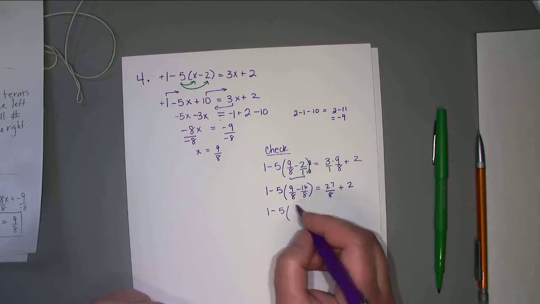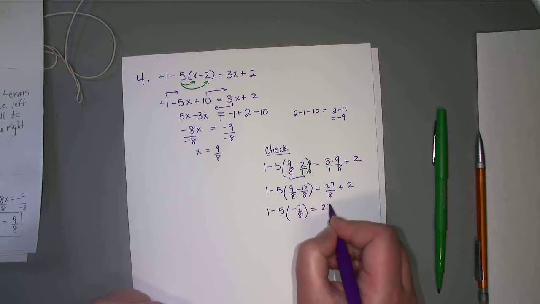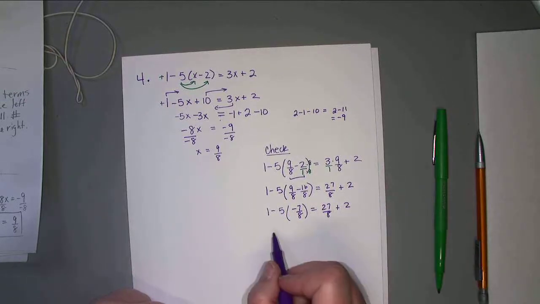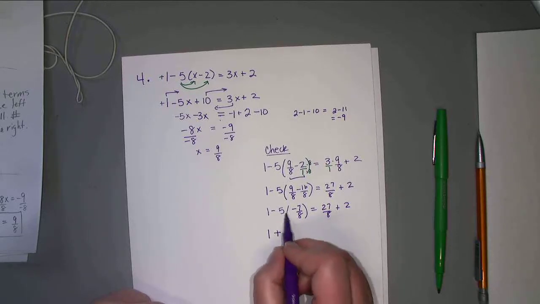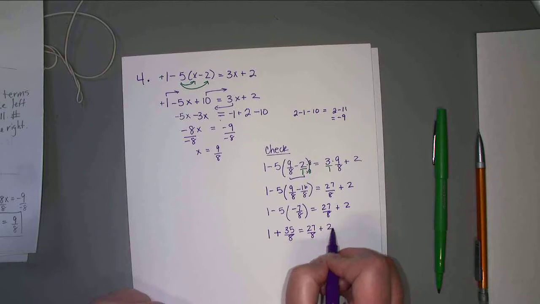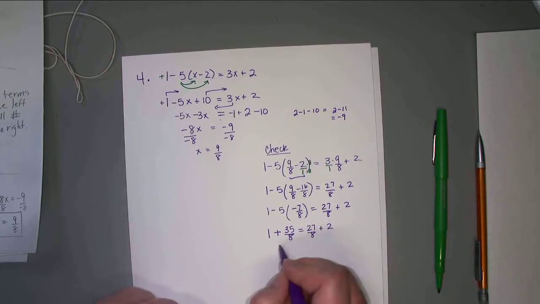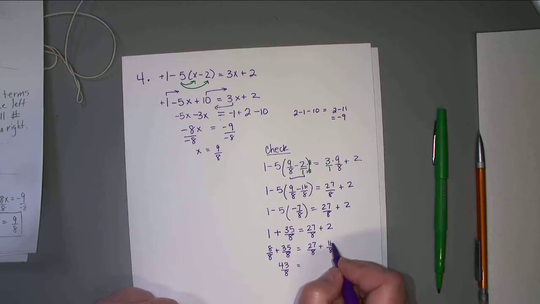9 minus 16 is negative 5. And now this 5 is multiplied in, so negative 5 times negative 7 is positive 35 over 8. Okay, so we just need to make sure that these two sides are equal. So this would be an 8 over 8 plus 35 over 8. 35 plus 8 is 43. 27 over 8 plus 16 over 8 is 43 over 8.